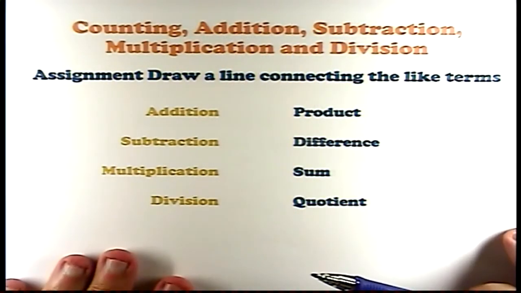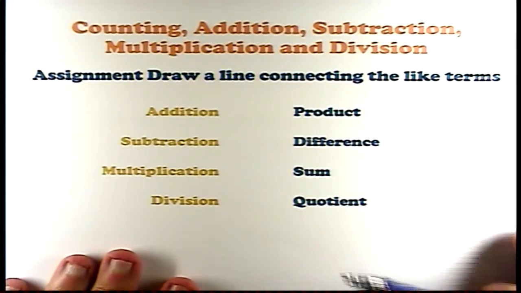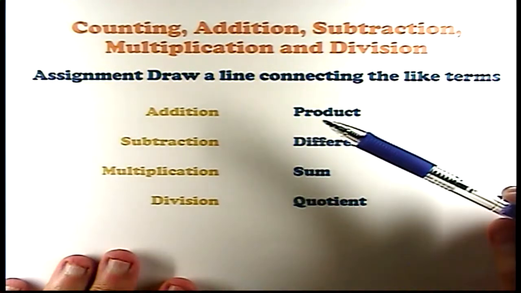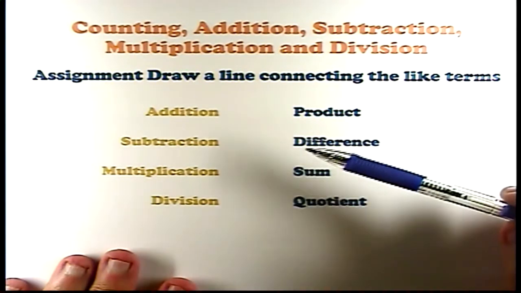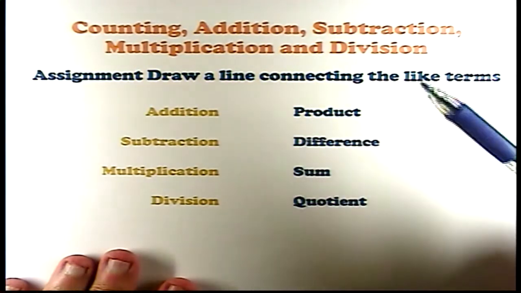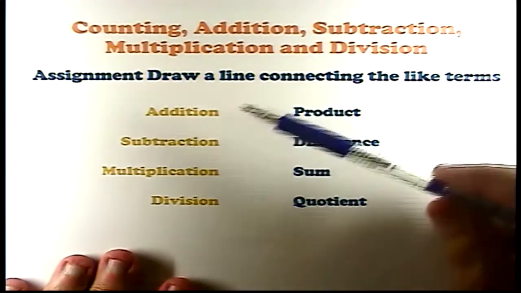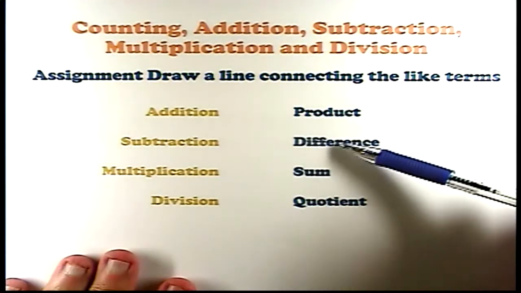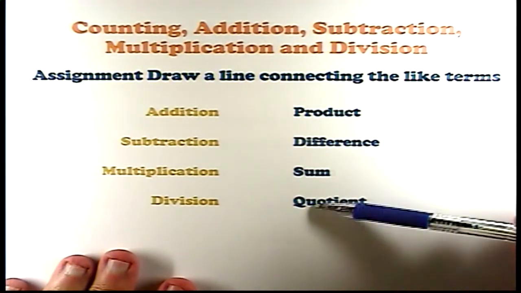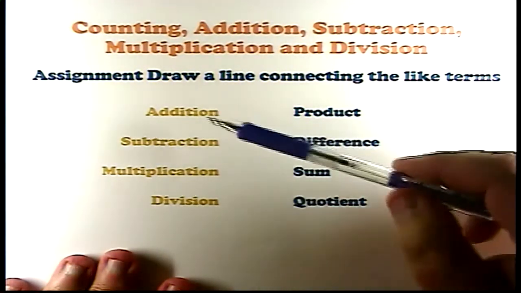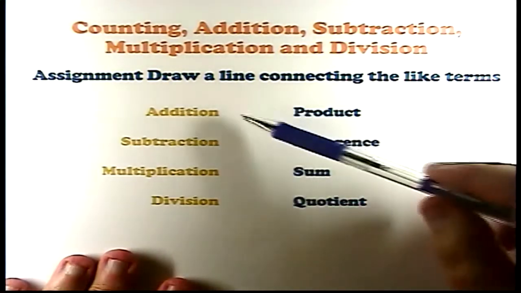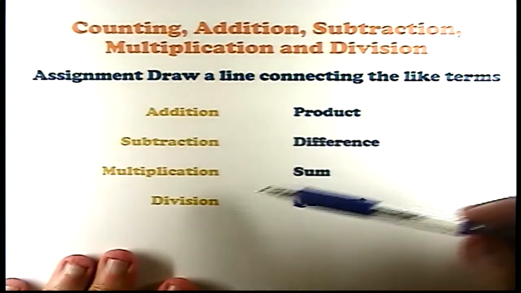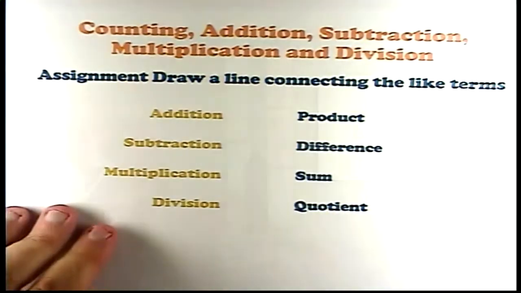Now, it is the end of class 2, and I want to give you an assignment for the next class. The assignment is to draw a line connecting the like terms. We have addition, subtraction, multiplication, and division. And we have product, difference, sum, and quotient. And so I want you to draw a line from the one on the left-hand side to the one on the right-hand side to identify the terms that are related.